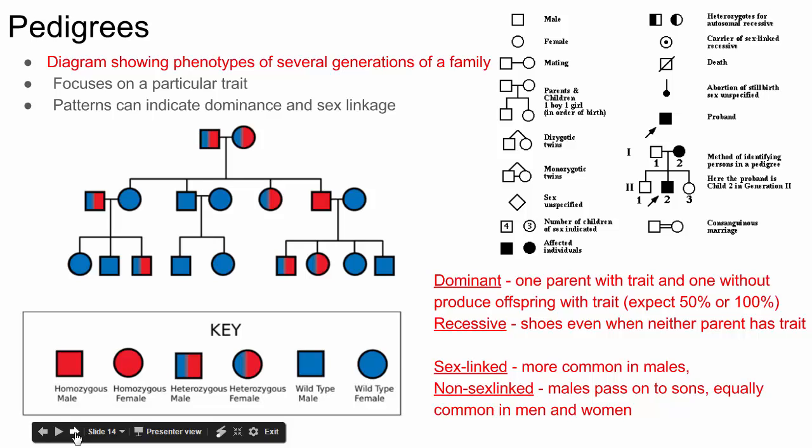So when we're showing a carrier, we shade in half of their symbol. Shading in half means they're a carrier for a certain trait. So these individuals are all carriers.